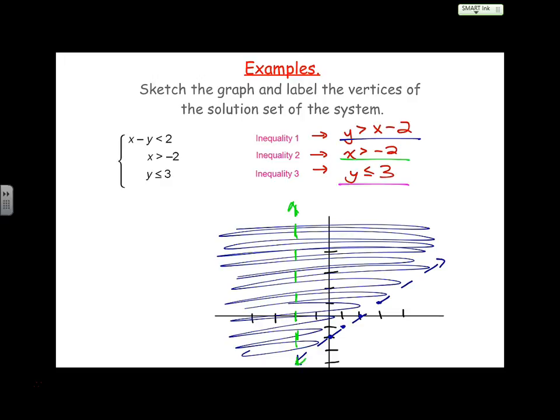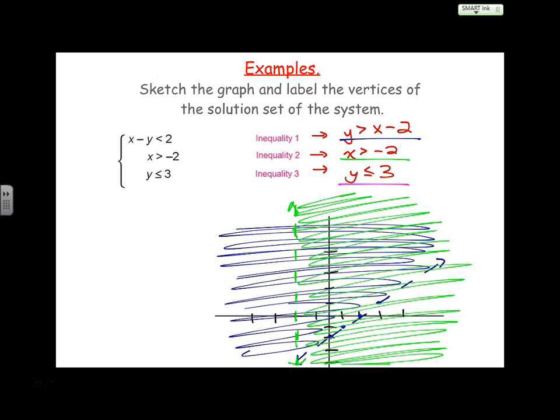Shading gets a little tricky. Put x greater than negative 2. Think of the x's on this side: 0, 1, 2, 3, 4. Think of the x's on this side: negative 3, negative 4, negative 5. Which one is greater than negative 2? The right or the left? Yeah, the right. You can always test as well.